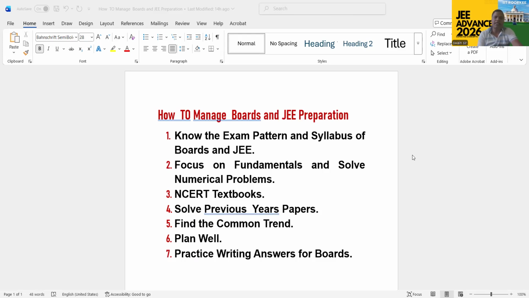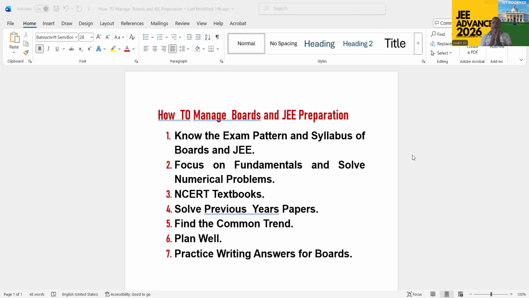Then the NCERT textbook is the most fundamental tool. The NCERT textbook also plays an important role in preparation for both boards and JEE, bridging the gap between the fundamentals and the tricky questions.